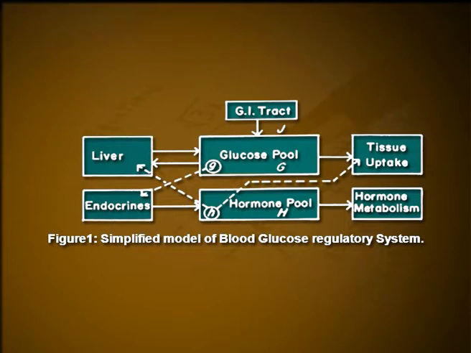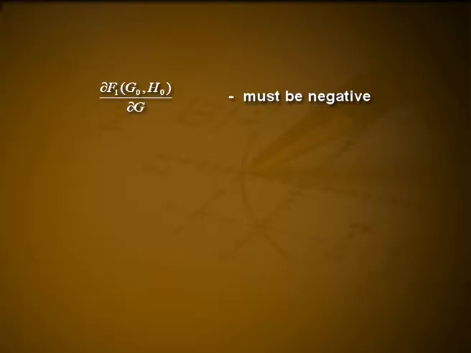Referring to this figure, we see that dg/dt is negative for g greater than 0 and h equal to 0, since the blood glucose concentration will be decreasing through tissue uptake of glucose and the storing of excess glucose in the liver in the form of glycogen. Consequently, ∂f1(g₀,h₀)/∂g must be negative.